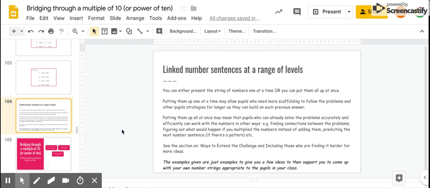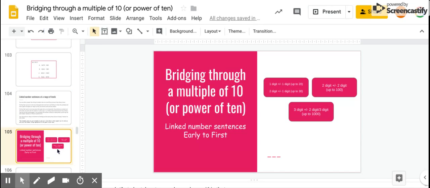The section for linked number sentences at a range of levels might prove useful for those teaching in multi-composite classes or where there's a wide range within the class. Guidance about presentation of these is included here. Following this, there are then 3 sections. Linked number sentences that span early to first level.